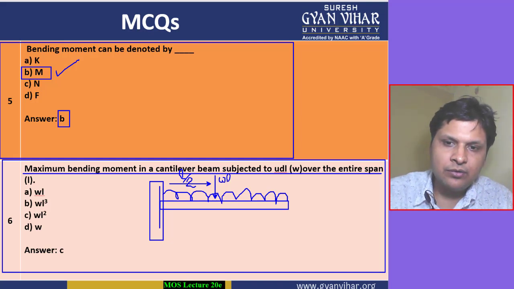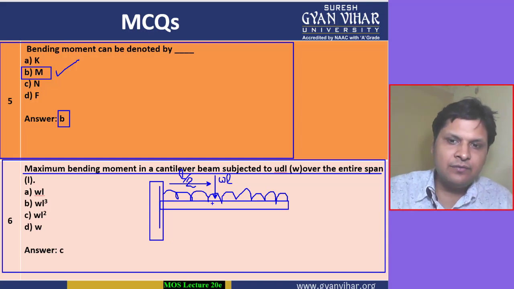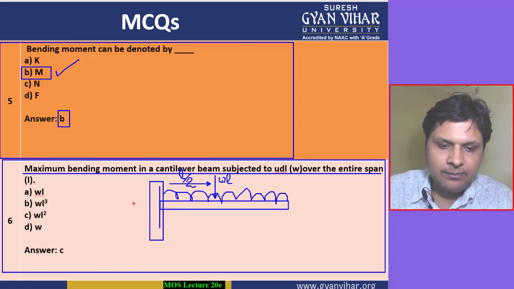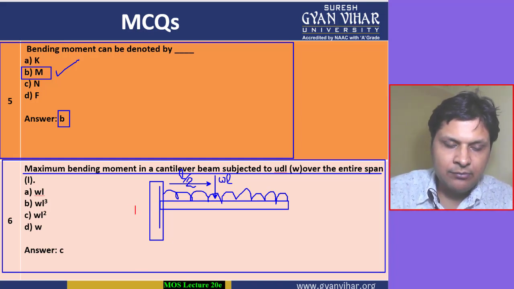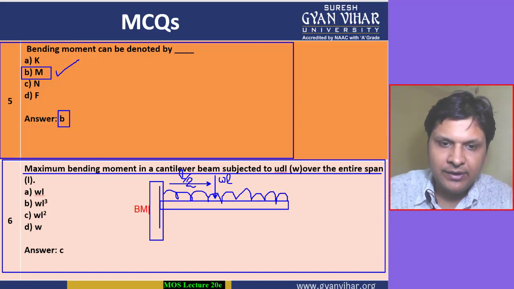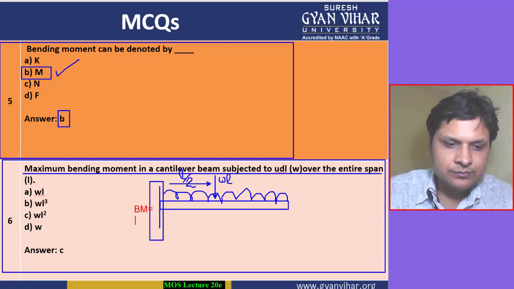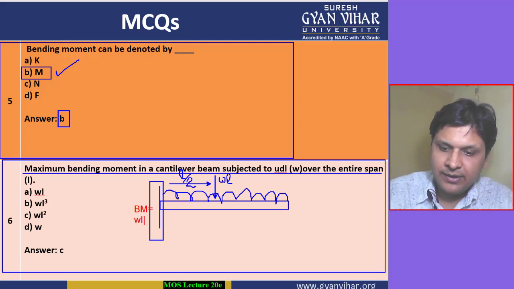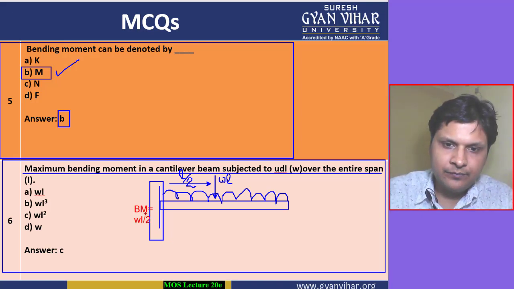So the total load, the point load at the center of this UDL, will be WL. And if you want to find the bending moment here, the bending moment will be equal to how much? It will be W into L, and WL into L by 2 means WL square by 2.